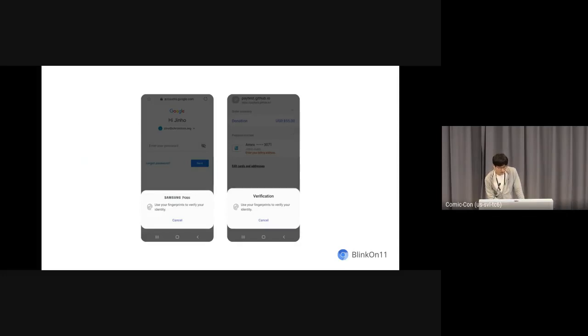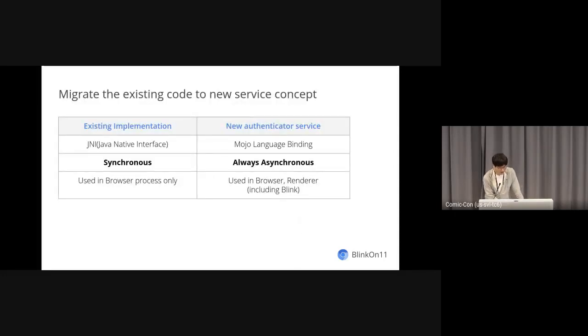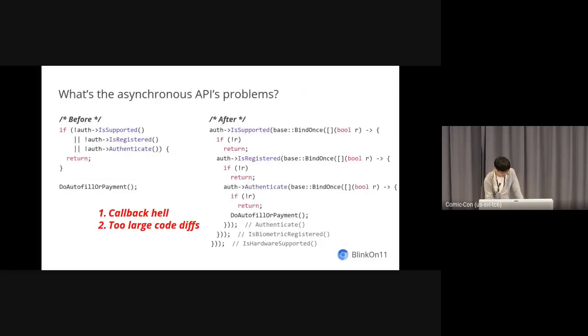Our browser implements biometric authentication for personal security, like this screen. For example, it is used in autofill and web payment. Anyway, recently I studied the servicification concept. It's a really interesting topic. So I tried to migrate the existing authentication module to the new service concept. It's really nice, but the service is always asynchronous. So what's the problem? As you know, it causes callback errors and large code diffs.